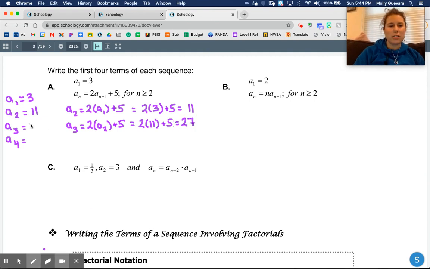So basically all this is saying is, hey, you take your current number in the sequence, you multiply it by 2, and you add 5. And that'll get you your next term. So my fourth term is I take 2 times the one I just found, a sub 3, and I add 5.